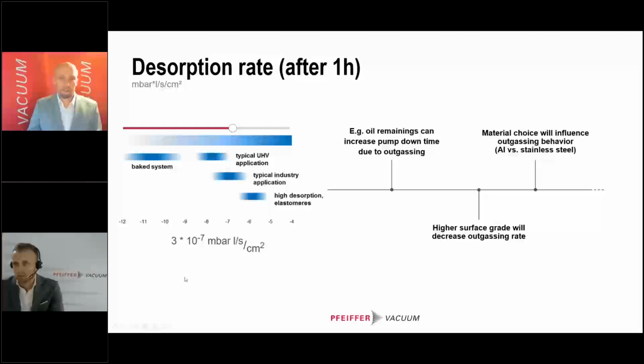But in the end, if you face a decrease in pump down during the production and you can correlate it to dirty parts, a better cleaning of your parts will improve your pump down time dramatically.